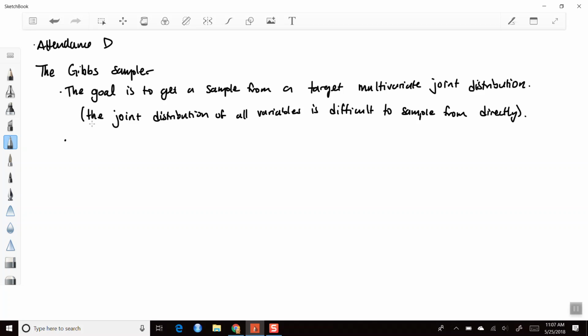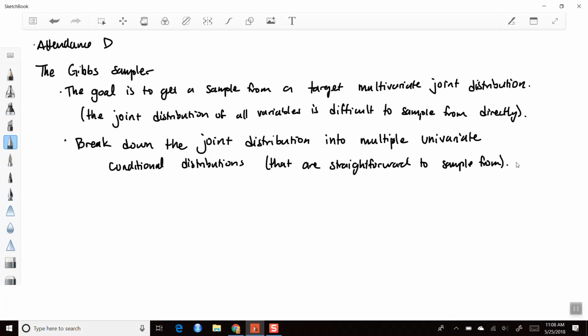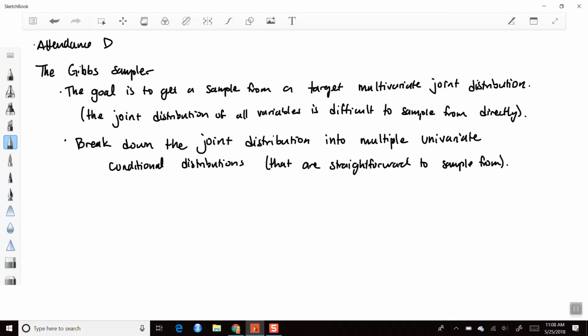So what does the Gibbs sampler do? It breaks down the joint distribution into multiple univariate conditional distributions that are straightforward to sample from. So instead of trying to sample from some complex joint distribution, we break it down into a bunch of univariate conditional distributions.